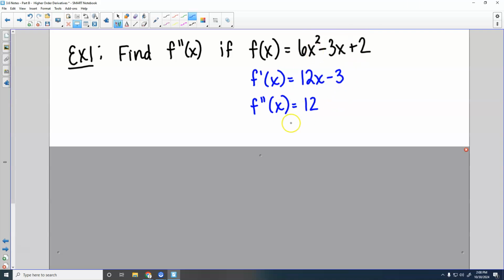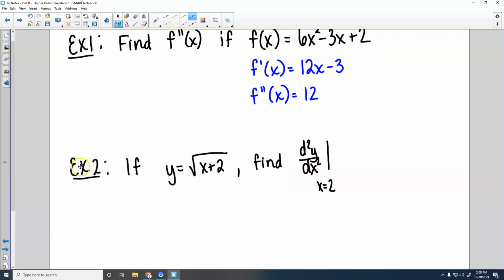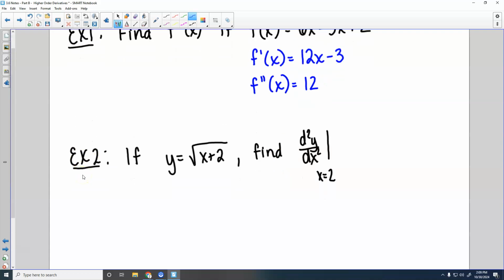So if we kept going, what would the third derivative be for this one? It'd be 0. What's the fourth derivative? 0. After you get to the third derivative, everything's going to be 0 from there on out. For every derivative? For this type of derivative. Once you get to 0, it's going to be 0 forever. It's not the case for all derivatives, though. So if we look at this next one.